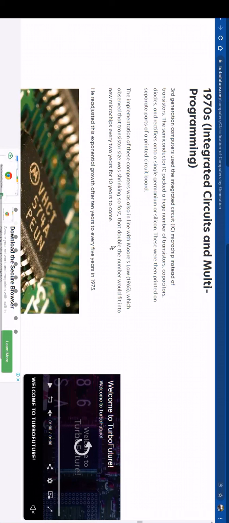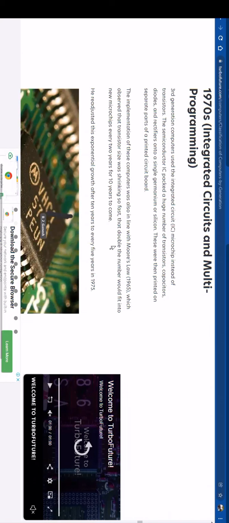Instead of transistors, now ICs came. Semiconductor IC packs a huge number of transistors. What is an IC? Transistors, capacitors, diodes, rectifiers are packed on a single germanium or silicon chip that is called as IC. That's why the name is integrated circuit.